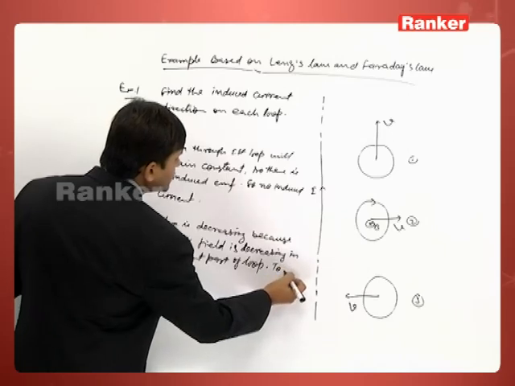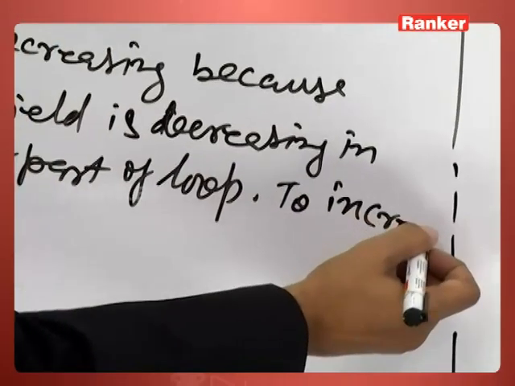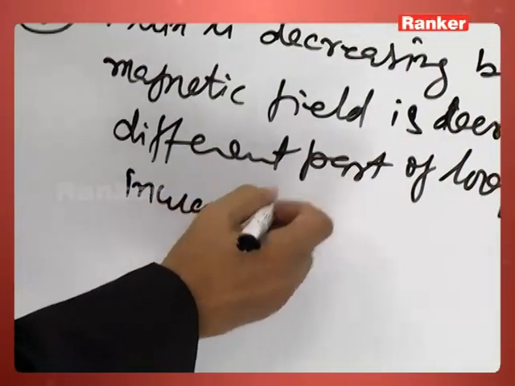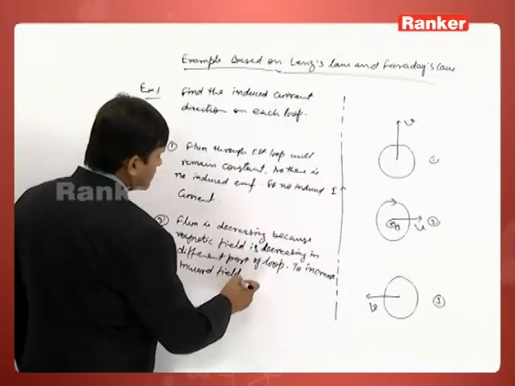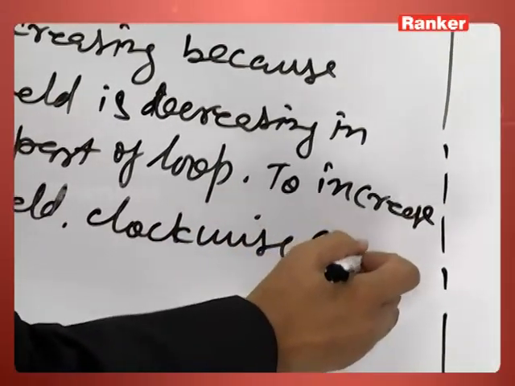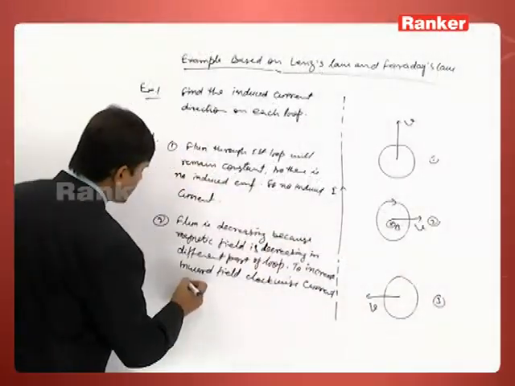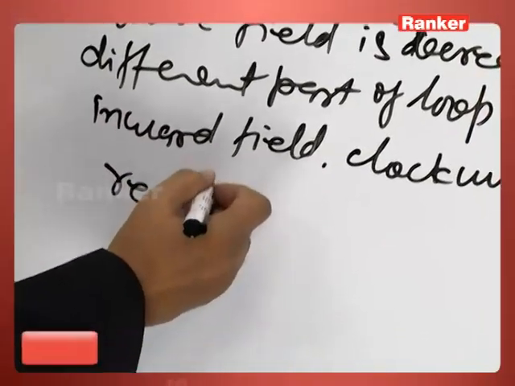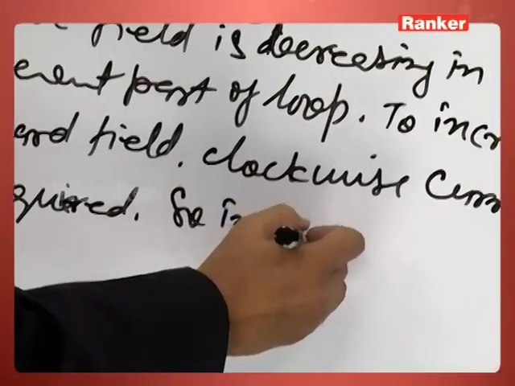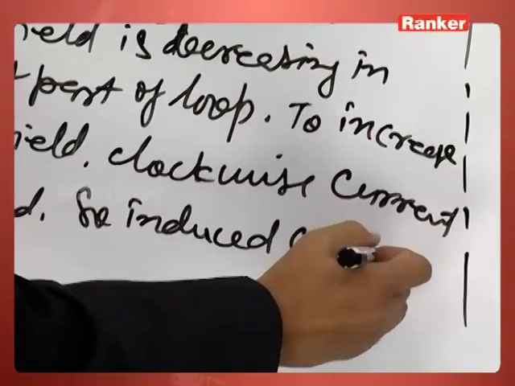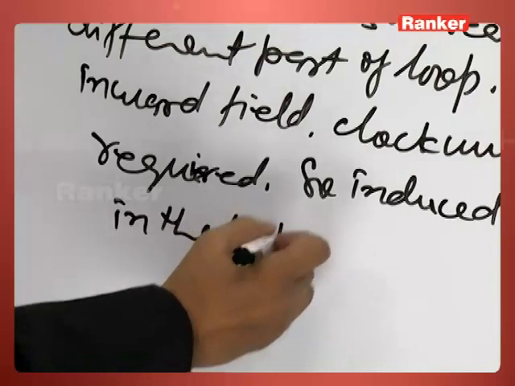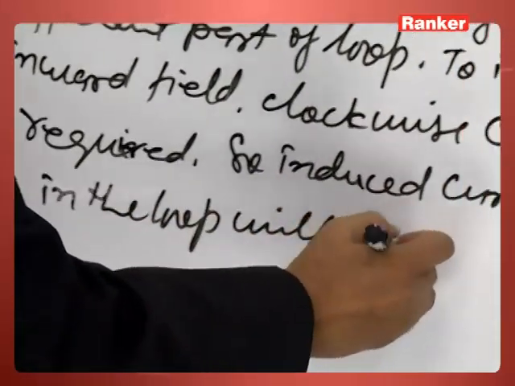So to increase the inward field, a clockwise current is required. So the induced current in the loop will be clockwise.